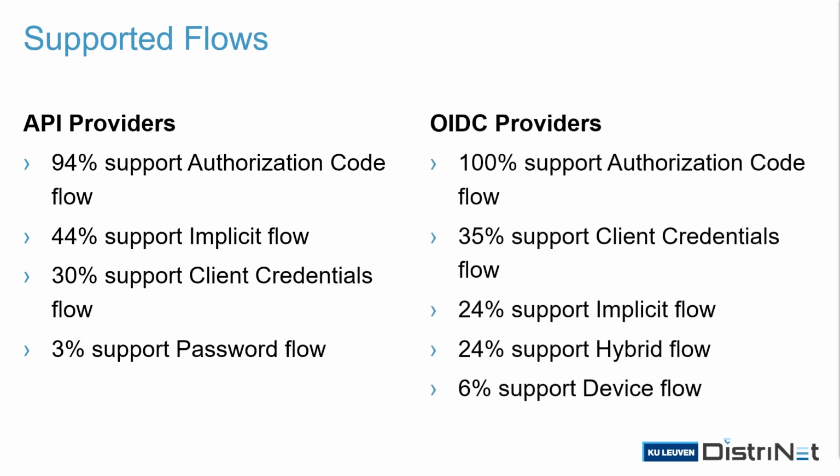If we look at the OIDC servers, we see that all of them support the authorization code grant, and that the implicit and hybrid flows are both supported in 24% of the cases. So I guess from these numbers we can conclude that the authorization code is indeed the most popular flow overall, which is great news, of course, because that's the recommendation.